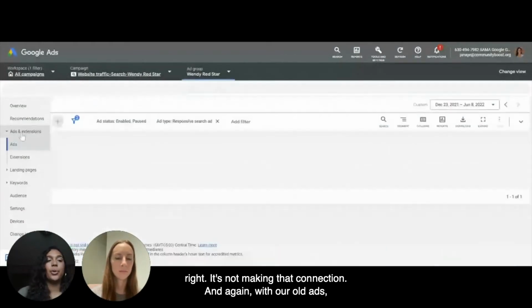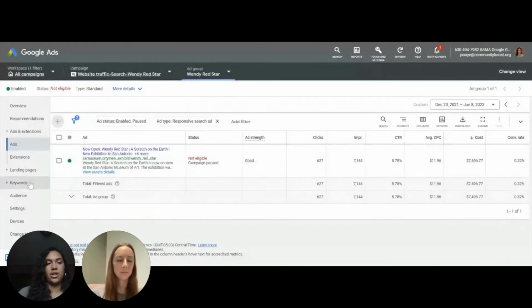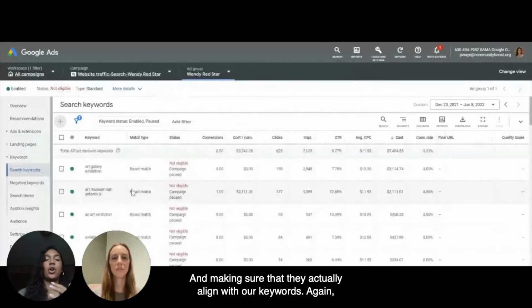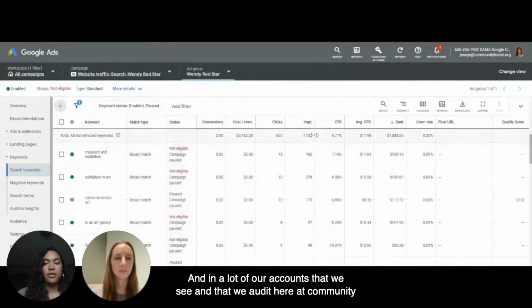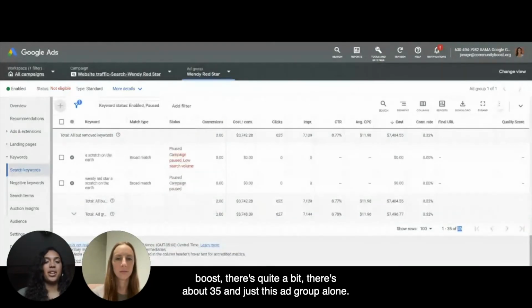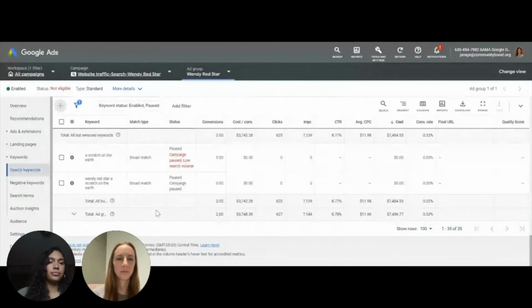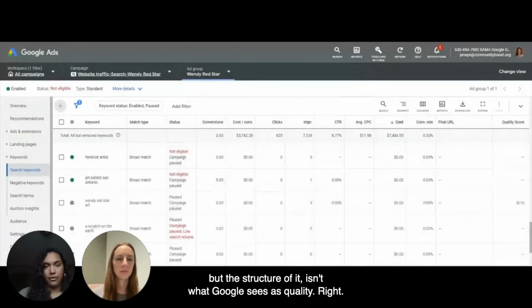And again, with our old ads, we want to give variation of these ads, right? And making sure that they actually align with our keywords. Again, our goal is about 15 keywords or less per ad group. And in a lot of the accounts that we see and that we audit here at Community Boost, there's quite a bit. There's about 35 in just this ad group alone. And like I said, it's not that these keywords aren't good, but the structure of it isn't what Google sees as quality, right?